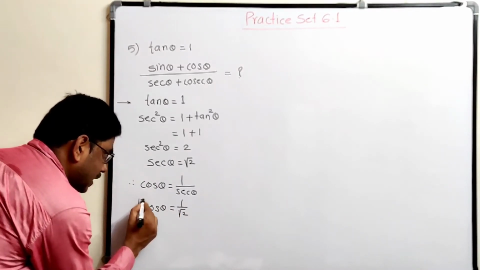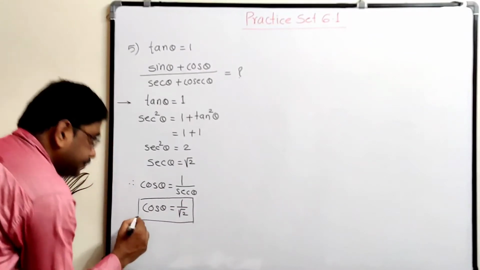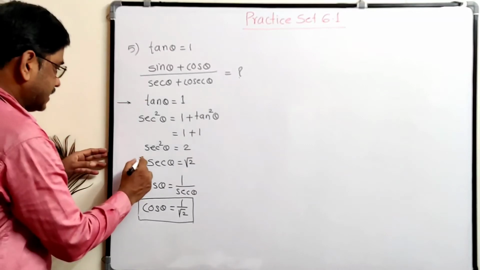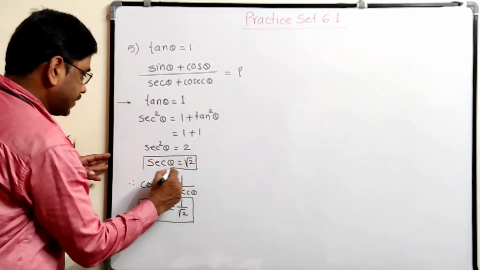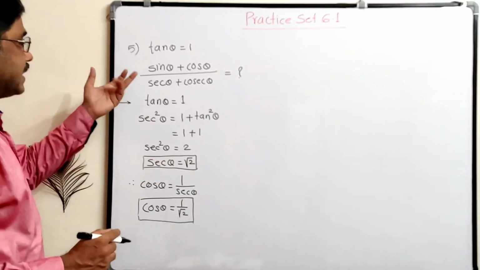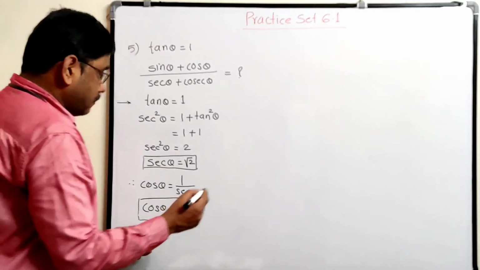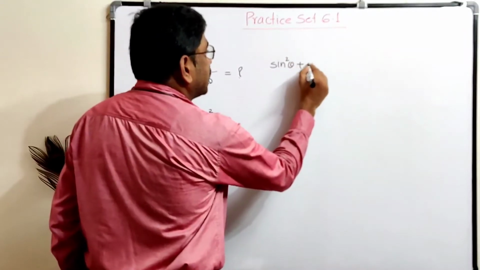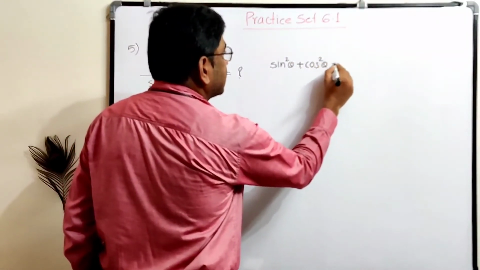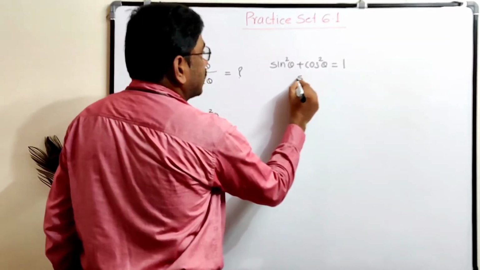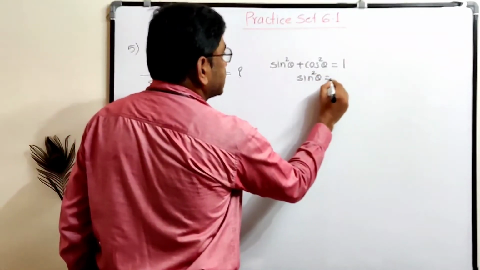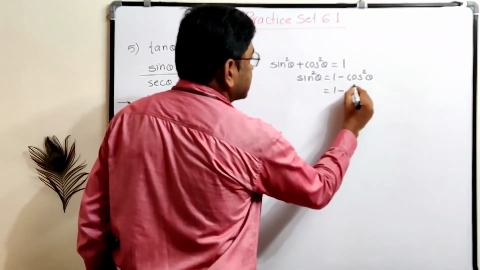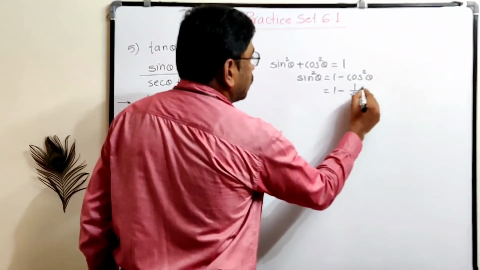So this is one of the values, cos theta, that we have to substitute here. Second value, sec theta, we also have to substitute here. We get 2 values. Now find the other value, sin theta. Now identity: sin square theta plus cos square theta is equal to 1. Therefore, sin square theta is equal to 1 minus cos square theta. Substitute the value: 1 minus 1 upon root 2 bracket square.